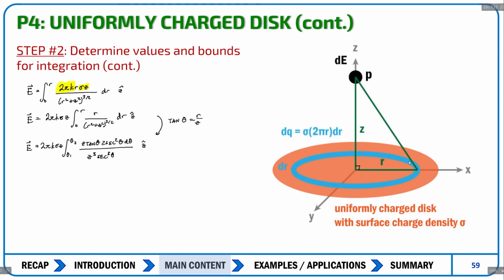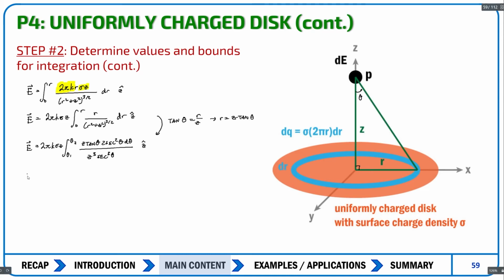And then we have theta's here. So the tan theta would be opposite over adjacent. And then you would have r is equal to z tan theta. And then you go from there.